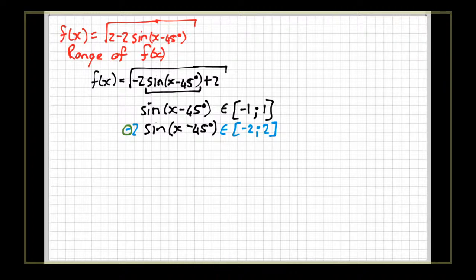If I now go and add 2 to this, so now I'm going to go negative 2 sin(x minus 45 degrees) plus 2. Look how I'm building towards f(x). I'm starting with what I know, which is sine. Then I introduce an amplitude. Then I introduce the plus 2. So I'm building up towards f(x). Now I am shifting my whole graph up 2 units. So now my graph lies between 0 and 4.